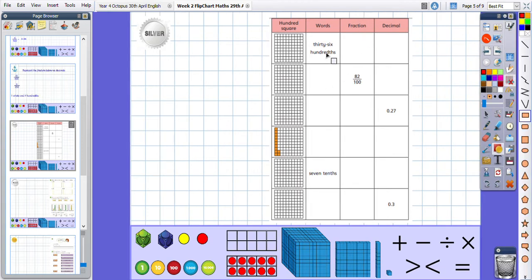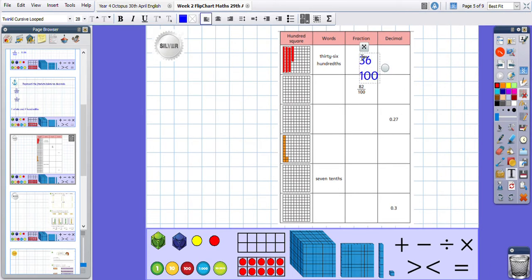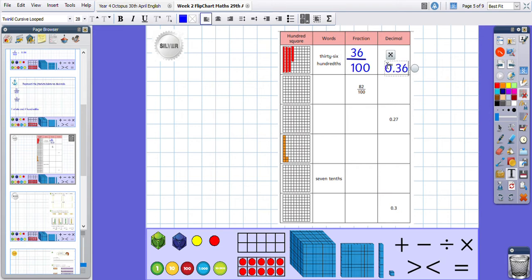So for example, for the first one, 36 hundredths, I would shade in 36 hundredths, that's 3 tenths and 6 hundredths. I've got it as words, I want to show it as a fraction, so that would be 36 hundredths. And as a decimal, I know it would be represented as 0.36, thinking about my place value. So you would then continue to answer the questions on question 1.